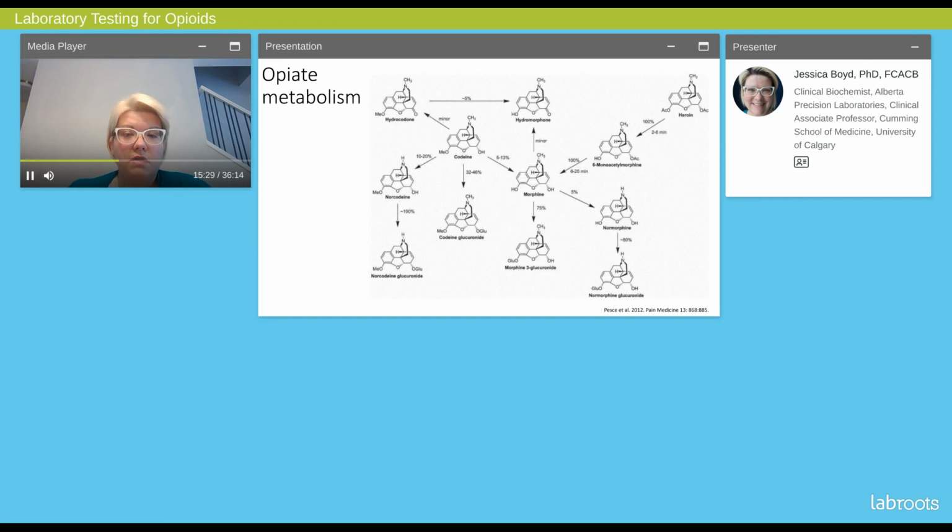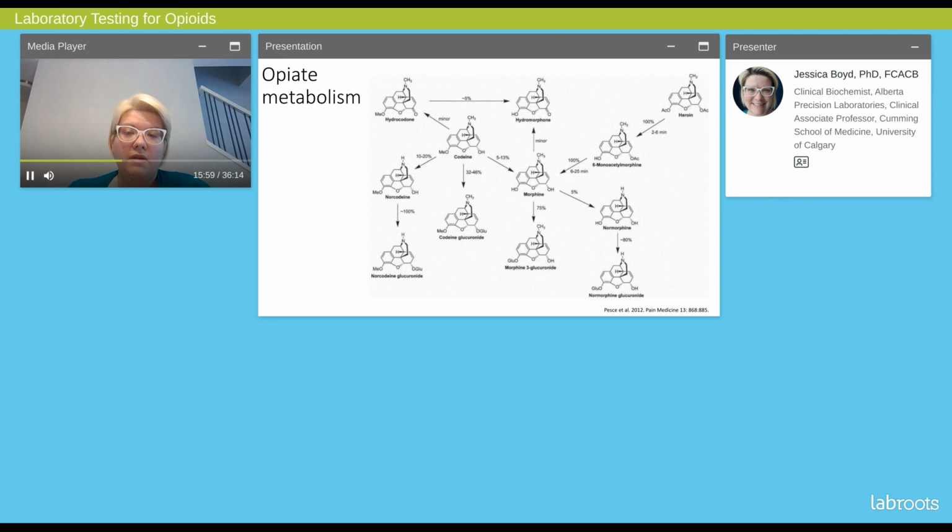Codeine, of course, is a prodrug. Morphine is what we want it to metabolize to once you've taken it. I've already mentioned that both of those can also be metabolized to hydrocodone and hydromorphone. Those are at the top of the screen. They're minor metabolites, but they are active, but they can also be given as drugs themselves. Towards the bottom of the screen, we have the inactive metabolites and the glucuronides. So normorphine and then glucuronidated forms.